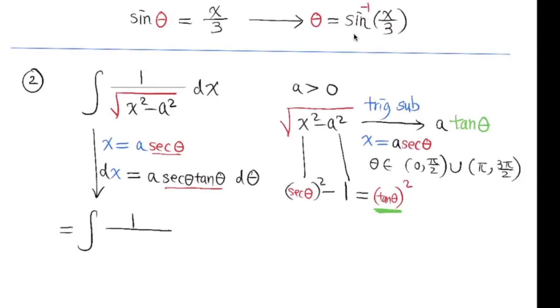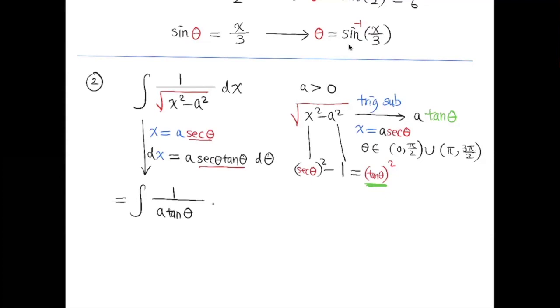Now this is going to become this integral 1 over, what happened to this square root here? What does it become? Do you guys see over here? Square root of x squared minus a squared becomes what? A times tangent theta. Yes, you got it. So that will be a tangent theta. And the dx over here is this whole thing. So I put it down: a secant theta tangent theta d theta.